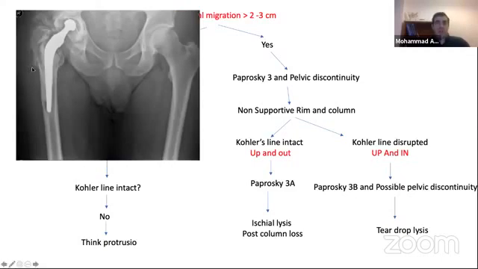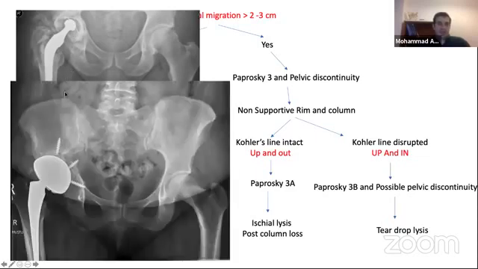So this is a 3B, where you can see the center of the hip migrating proximally as well as medially. And this is a pelvic discontinuity, where you can see a visible fracture line following failure.